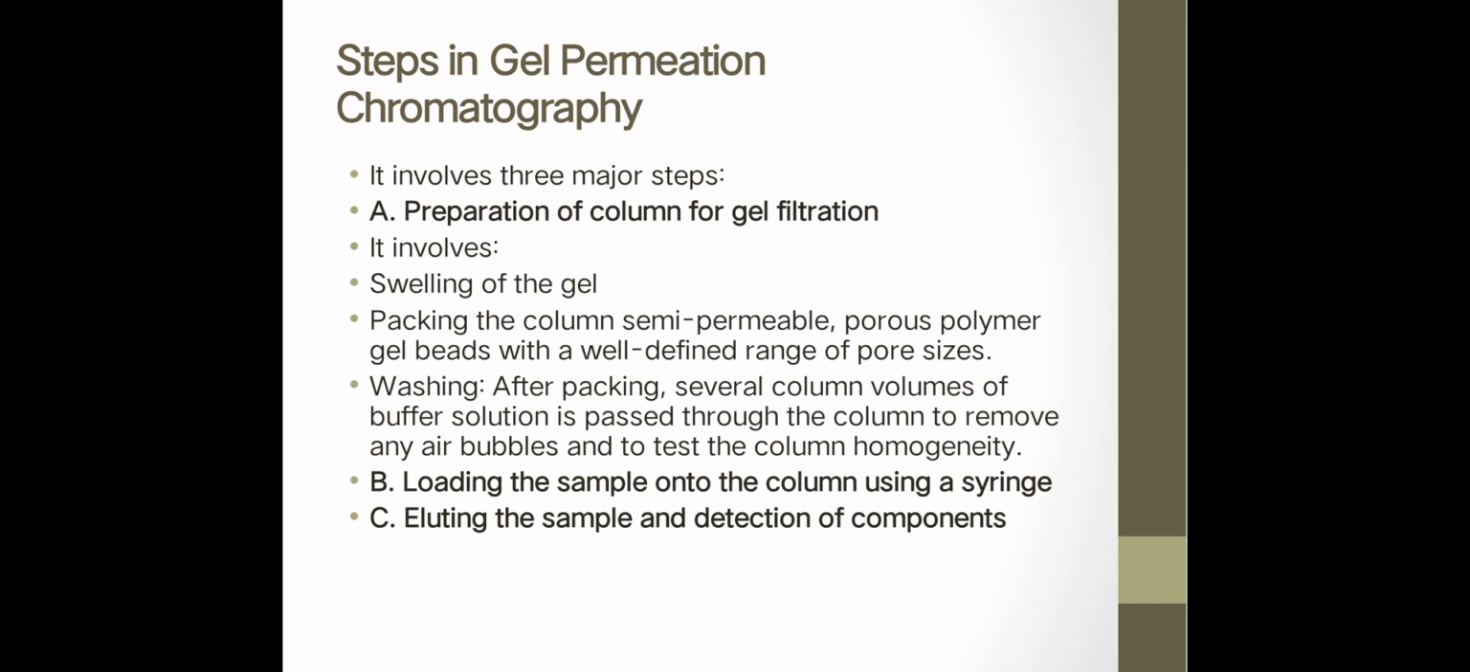Afterwards, in the washing step, after packing, several column volumes of buffer solution are passed through the column to remove any air bubbles and to test the column homogeneity. So there should not be any air bubbles. Then we have to load the sample into the column using a syringe. Then elute the sample and detect the components.